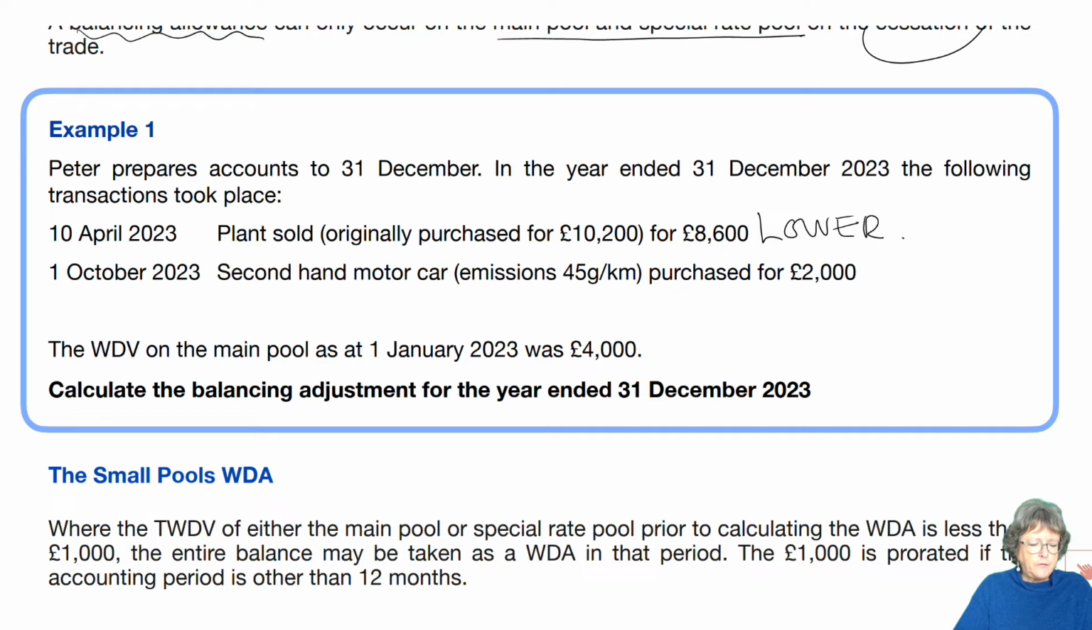And then on the 1st of October, he bought a second-hand car with emissions of 45 grams, which he paid £2,000 for. The written down value on the main pool, as at the 1st of January 23, was £4,000. And we are to work out any balancing adjustment in the year ended 31st of December. So let's have a look at a pro forma.